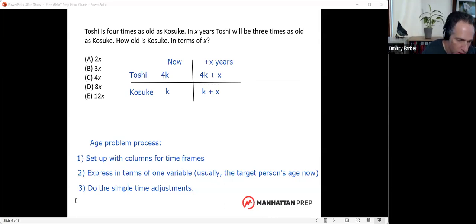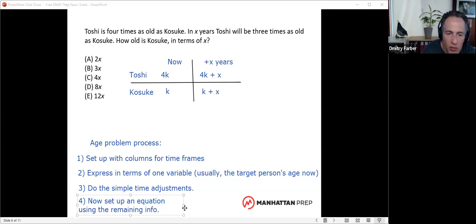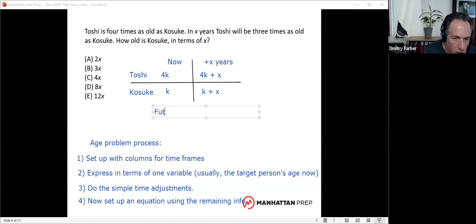Now, often there'll be just one equation left. Set up an equation using the remaining info, whatever you haven't used. In this case, I haven't used the 3 times as old part. Sometimes I'll even start in English first. I'll say something like, future Toshi will be 3 times as old as future Kosuke, which is just a way of keeping myself a little more organized. And then I just fill those in. Future Toshi will be 4K plus X, and future Kosuke will be K plus X. And now I can just work that out.